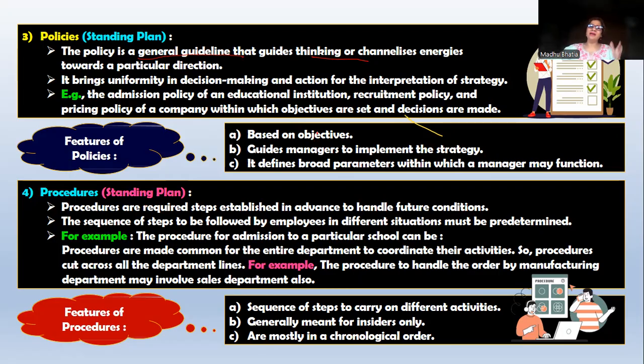Important words again, these are based on objectives. Beta, every plan is based on objective, right? And this is a guideline to the managers for decision making. ये जो third point है, ये आपके लिए important है. It defines broad parameters. Broad parameters. This is a very important plan. It provides broad parameters within which a manager may function.